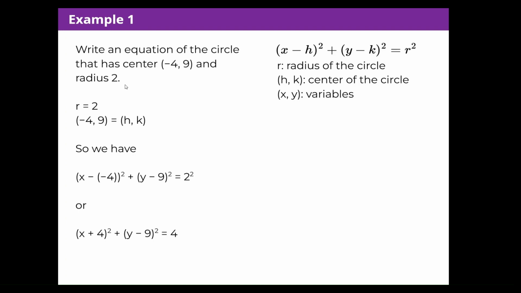The radius is 2, that is represented by r. The center, (negative 4, 9), is going to be represented by h and k. So I'm going to replace h and k with negative 4 and 9, like so. I'm going to replace r with 2. And then I just do a little bit of simplification. Minus a negative 4 is plus 4. I can leave this alone. 2 squared is 4. Notice we are not going to be squaring this out. We're going to leave this as (x plus 4) squared and (y minus 9) squared. That is the equation of this particular circle.